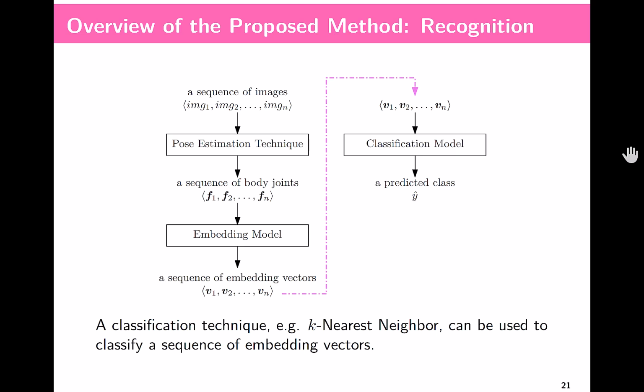First, the sequence of images, the unknown images, will pass through the pose estimation technique as before. So we will get a sequence of body joints. This sequence of body joints will pass through the embedding model that we propose to get the sequence of vector representations that represents the sequence of body joints. This sequence of vectors will pass through the classification model so that it will predict the class, or the action, of that sequence of images. A classification technique such as k-nearest neighbor can be used to classify a sequence of embedding vectors.